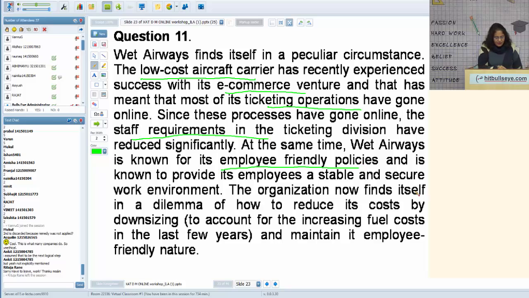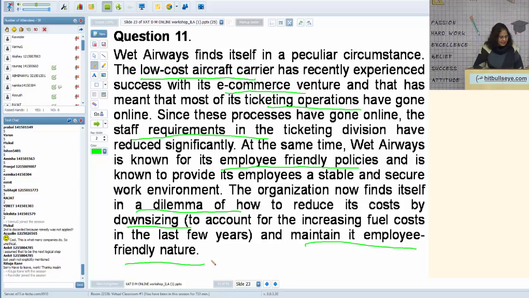So the organization now finds itself in a dilemma: how to reduce its cost by downsizing and maintain its employee friendly nature. So the dilemma here is that it has to choose between downsizing, remaining cost effective, and maintaining its employee friendly nature. So what do they do?